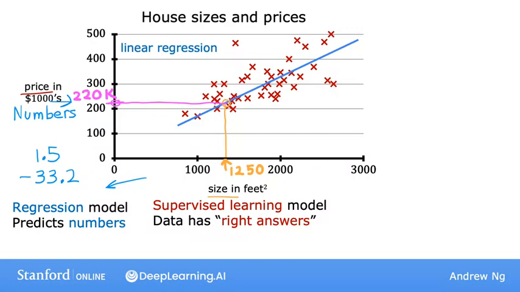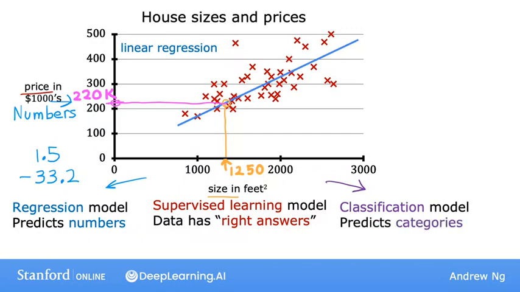And just to remind you, in contrast with the regression model, the other most common type of supervised learning model is called a classification model. A classification model predicts categories or discrete categories, such as predicting if a picture is of a cat, meow, or a dog, woof. Or if given a medical record, it has to predict if a patient has a particular disease. You see more about classification models later in this course as well.